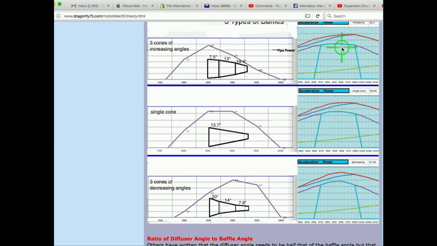So you have a little bit more evenness from the beginning of the power band to the end with this type of baffle than with this type. It falls off more here. This is a steeper decline here. So it's more critical that you stay within the typical range of RPM that you use in the gear.